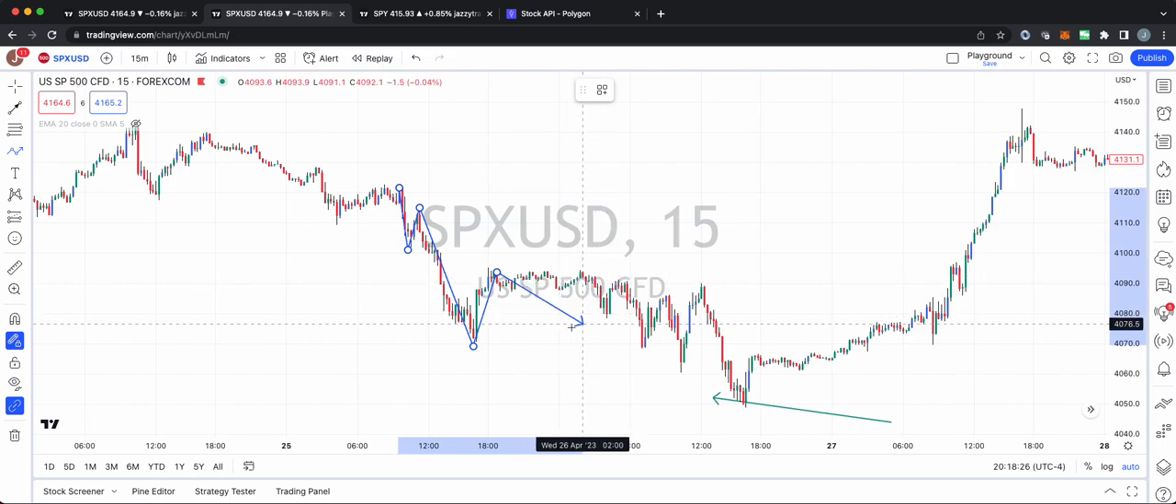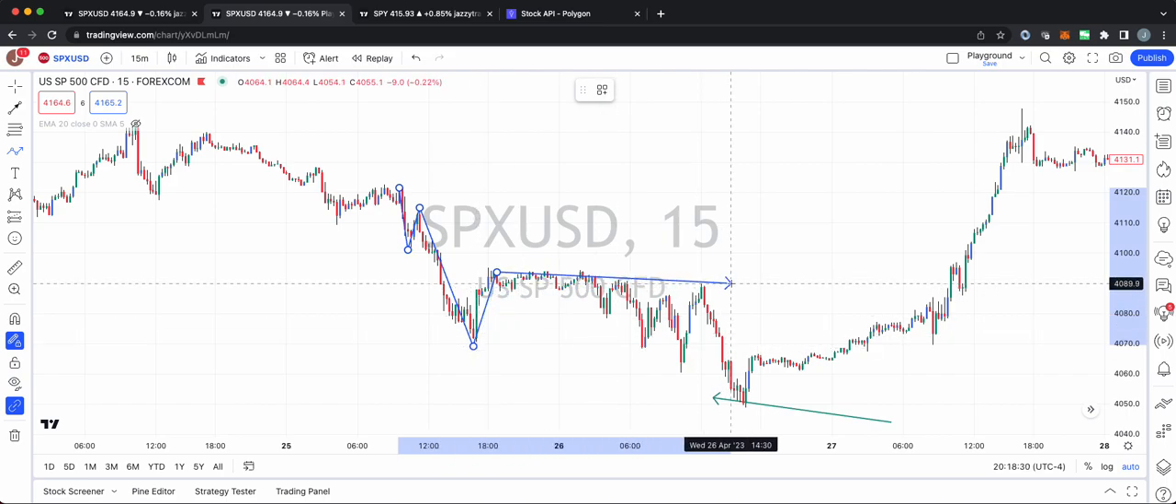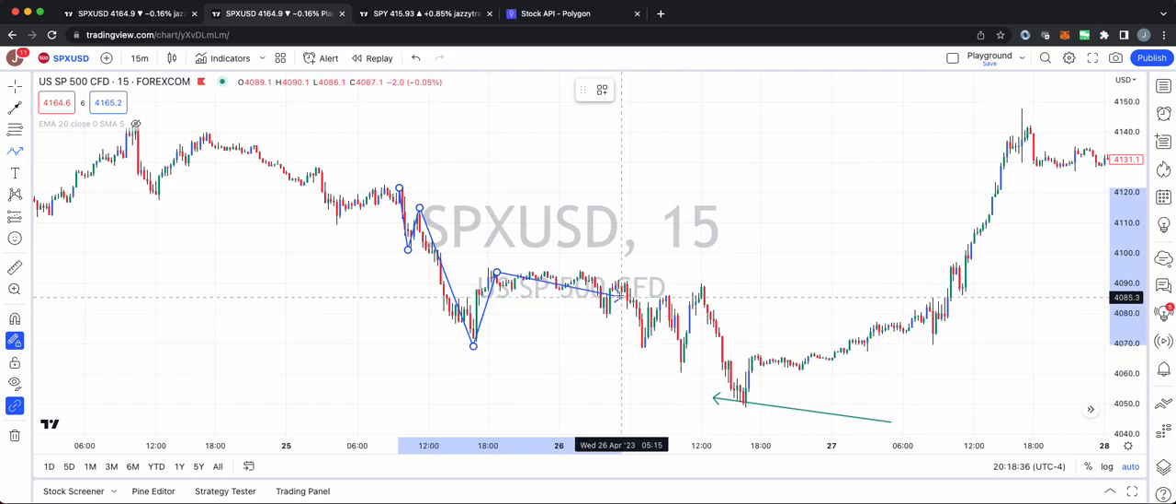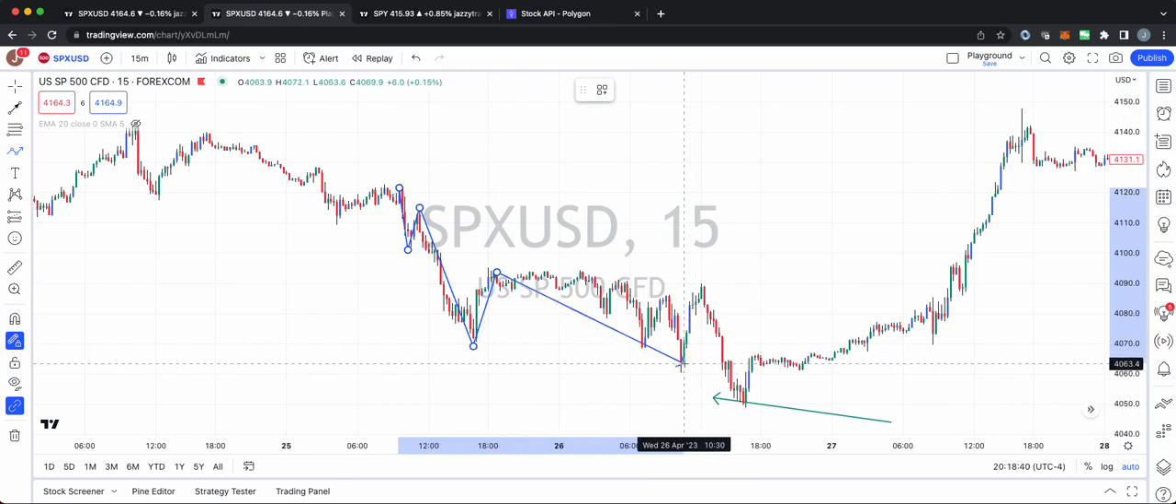No, this is not a lower low because it's not below that one. You get it? We're in the middle of 4090 and 4068. So I need to close below this point to call it a lower low. That's how this works. Everyone with me? Being very technical here, guys, okay?